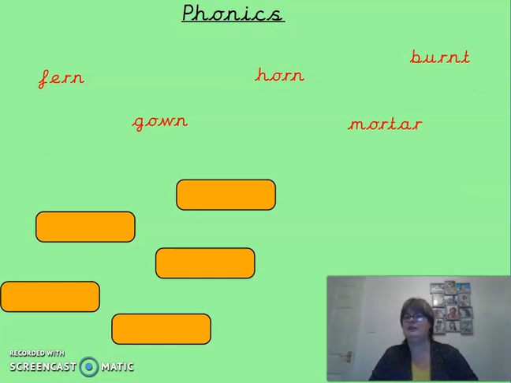Okay, so let's have a look. Let's pop my pen on and let's put some sound buttons on here. The first one we've got single sound, digraph, single sound. Fern, fern, fern. How about the next one? Single sound, digraph sound, single sound. G, ow, n, gown. Okay, again, we've got single sound, digraph sound, single sound.